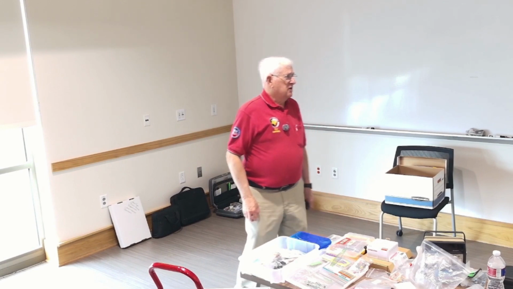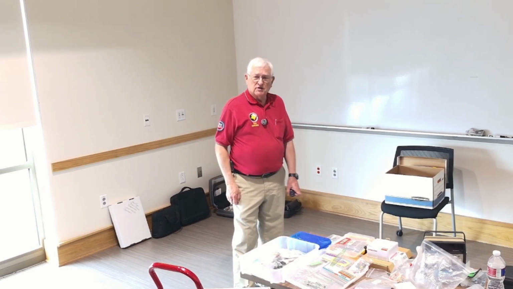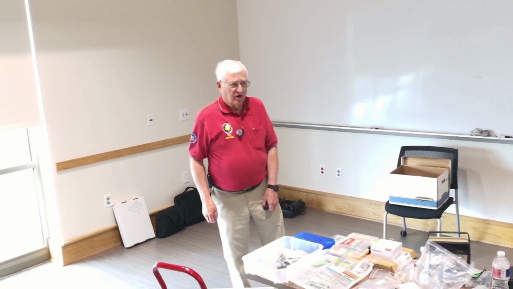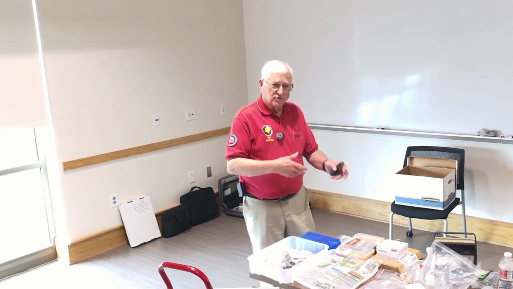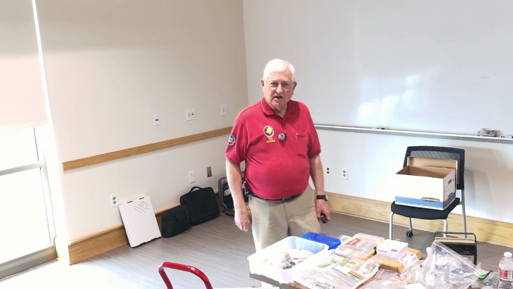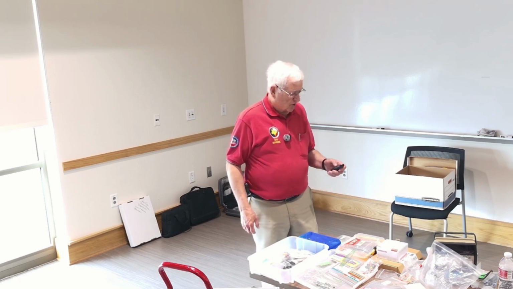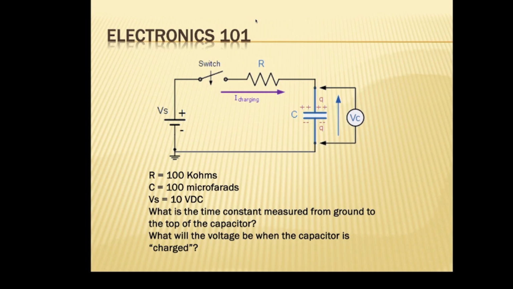Time constant is equal to resistance times capacitance measured in farads. So we have a 100 k ohm resistor and a 1 microfarad capacitor. We multiply those two together, and you've got the time it takes for it to go through a charge-discharge cycle. So here's what we're looking at.